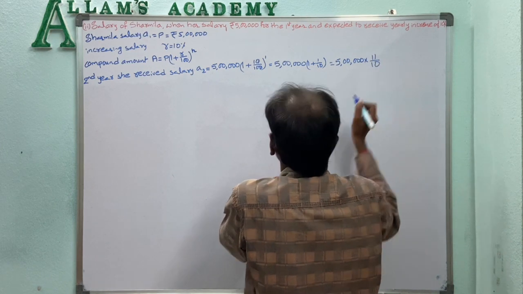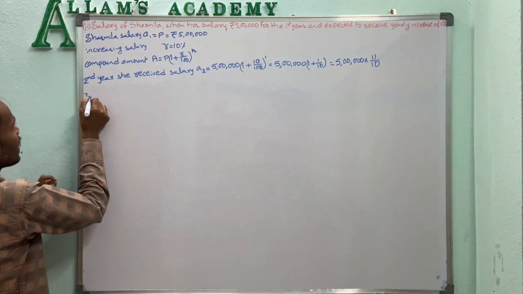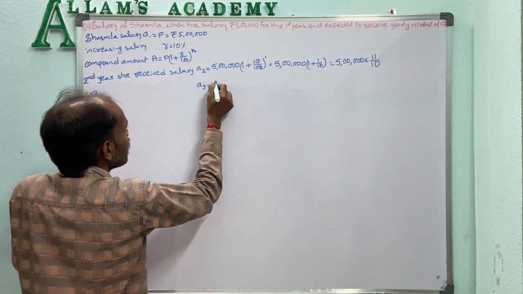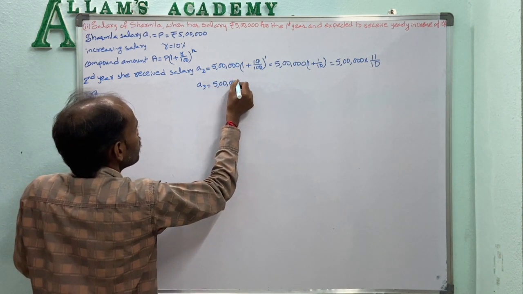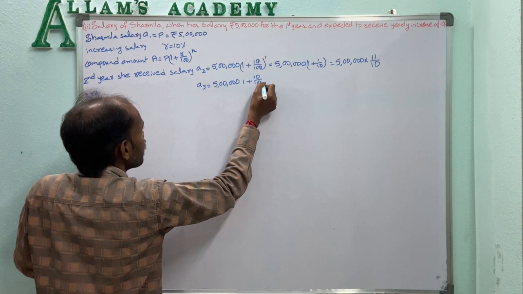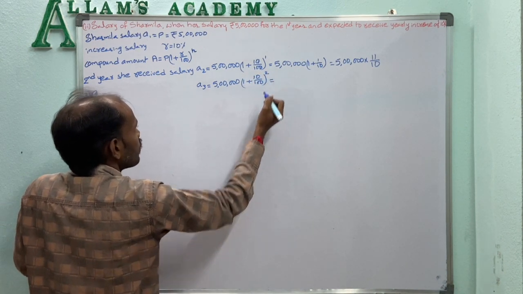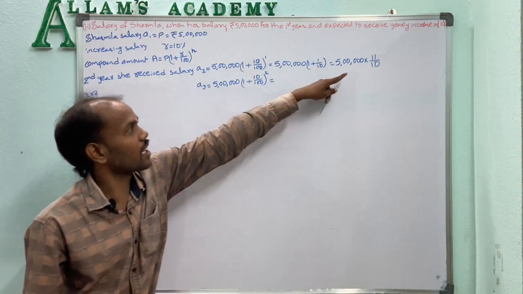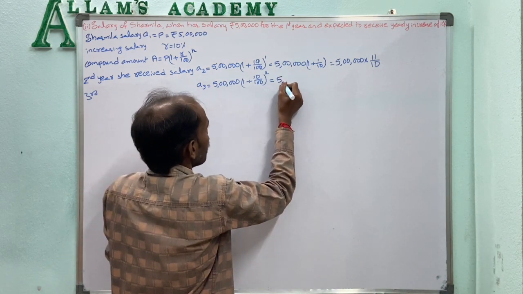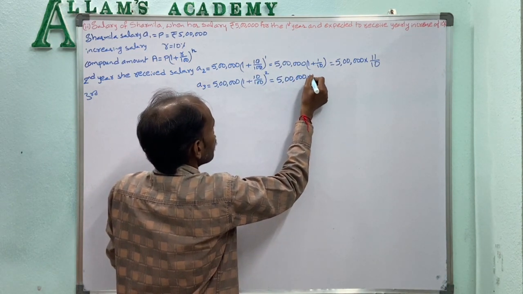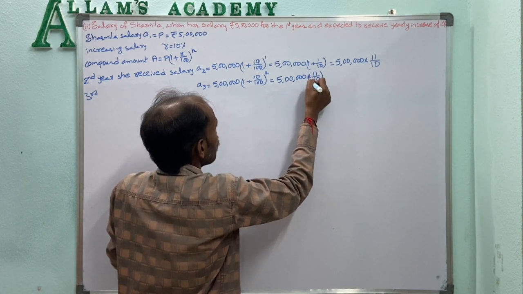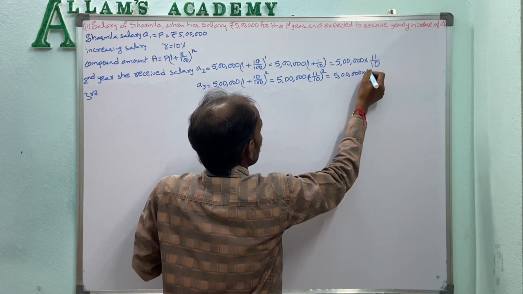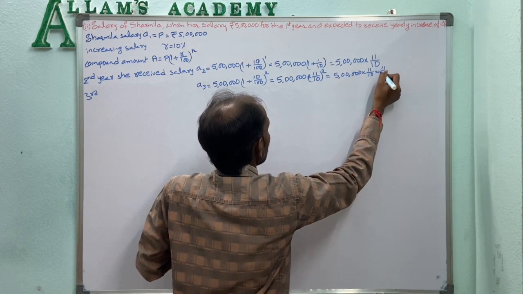11 by 10. Now in the third year she received salary A3 is equal to 5 lakhs into (1 plus 10 by 100) whole square. So 2 years after, that is why whole power 2. So 1 plus 10 by 100 is nothing but 11 by 10. So 5 lakhs into 11 by 10 whole square. That means 5 lakhs into 11 by 10 into 11 by 10.